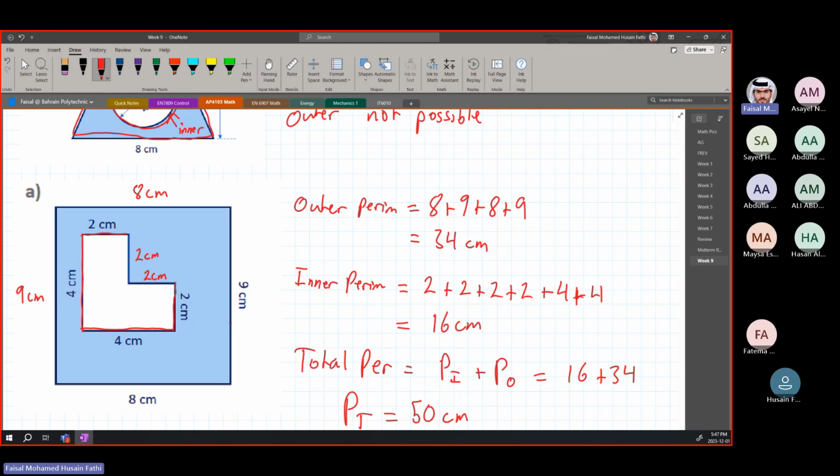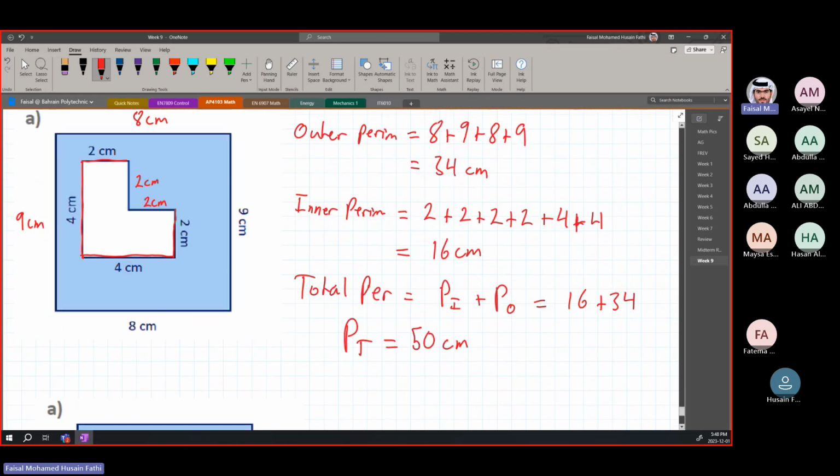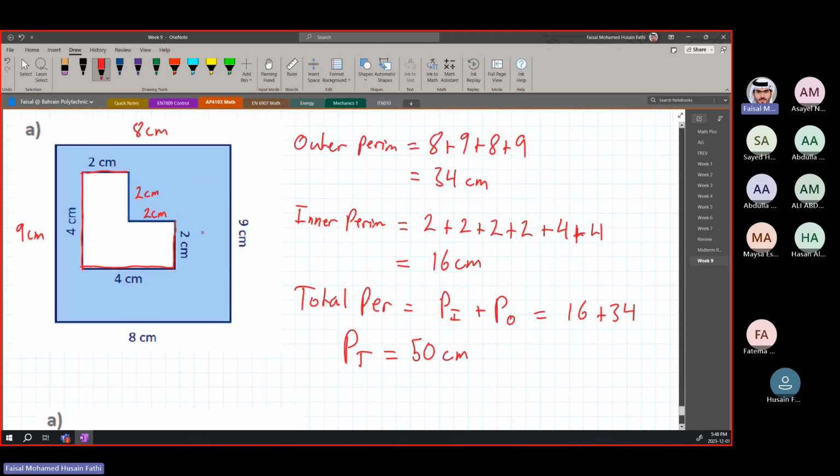So you will add the outside edges of the shape, which is called the outside perimeter. And then the inside edges you will add to the outside, which is the inner perimeter. So in perimeters you're always adding. You're never subtracting in perimeters. Never. There's no case where you're subtracting in perimeters, as long as you're determining all your edges' length.